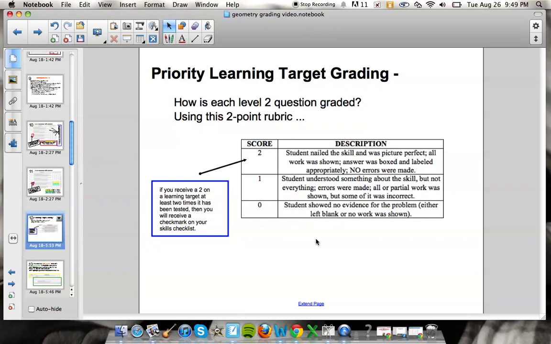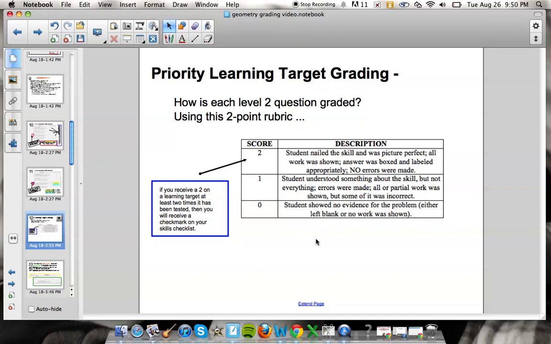So here is the rubric that we will be using. So each question on the test will be graded separately, and we will use this scoring rubric for every question on the test. So if you receive a score of 2, the student has nailed the skill and was picture perfect. All work was shown, answer was boxed and labeled appropriately, and no errors were made.